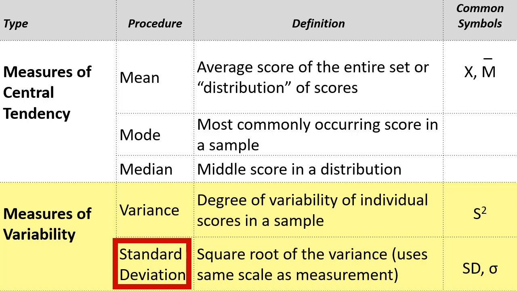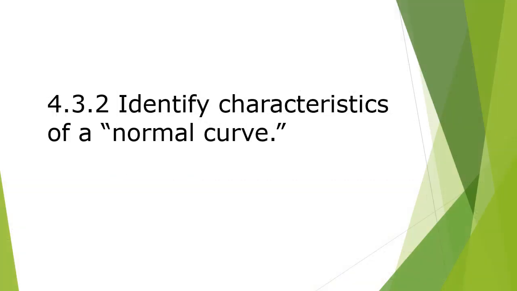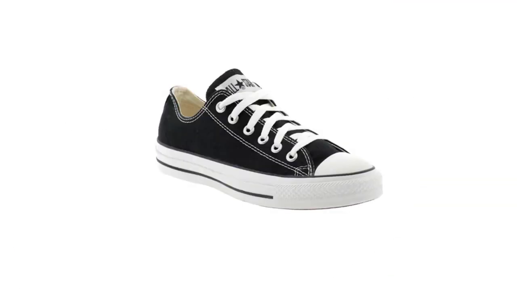And that's an important value because it communicates how different these scores in my sample are from each other, or how similar they are. So it's an important statistic. Okay, now in order to better understand those terms and apply them, you should be able to identify the characteristics of a normal distribution curve, or normal distribution. And to understand this, I first want to revisit a graph that I presented earlier, a shoe size graph.